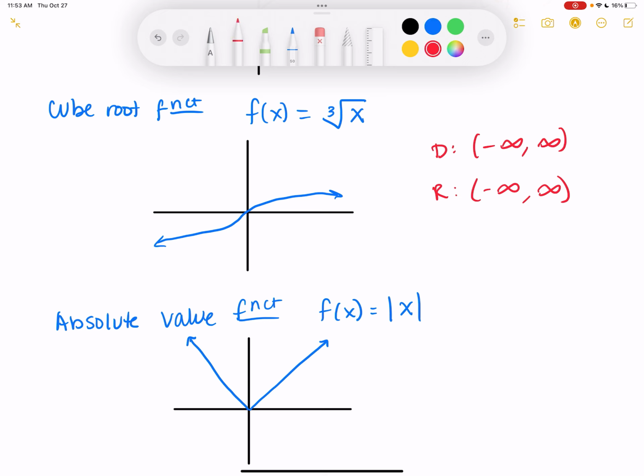This one has a domain negative infinity to infinity, range from 0 to infinity.